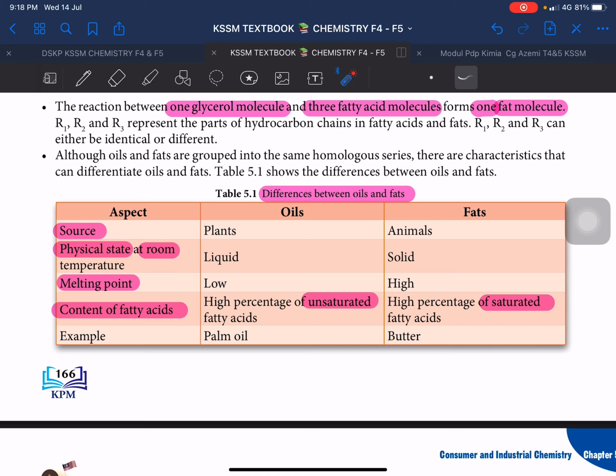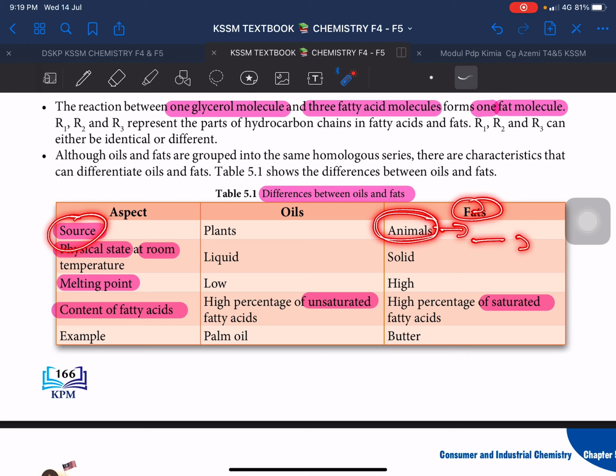Okay, next. Let's see what is the difference between oils and fats. What is the difference? Just now I already told you. Fats are from animals, oils from plants. There are 5 aspects. Sources: oils are from plants, like the textbook showed you just now: corn oil, palm oil, coconut oil. Animal is the source for fats. So, what is the source?